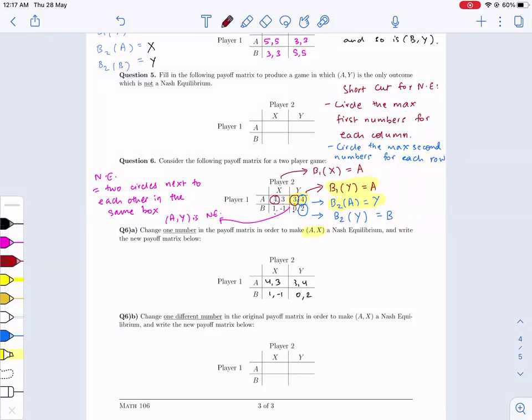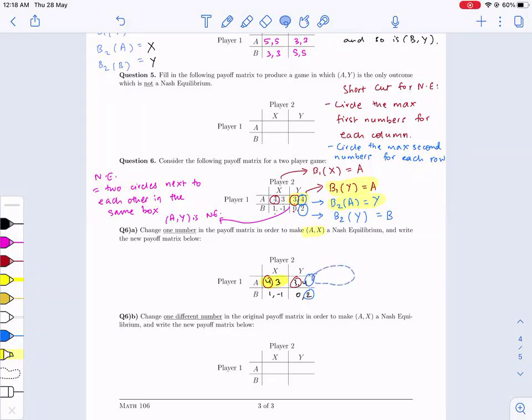And you know that when you circle the max first numbers for each column, you get 4 and 3. When you circle the max second numbers for each row, you get 4 and 2. Now, in order to have AX a Nash equilibrium, you want the two circles next to each other in AX, like the box corresponding to AX, which is the first box here, okay?